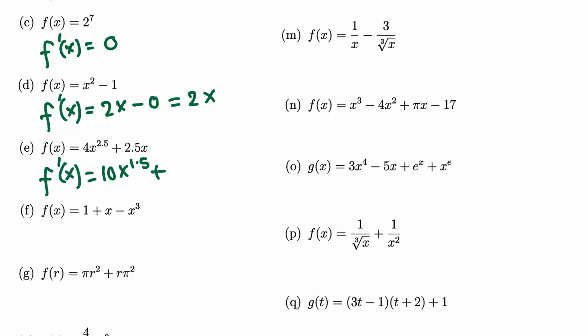2.5x is like a constant times x. And when we find the derivative, just the constant survives. 2.5 times the derivative of x, which is 1. We don't have to write that part, just 2.5.